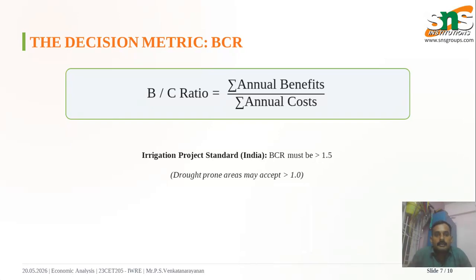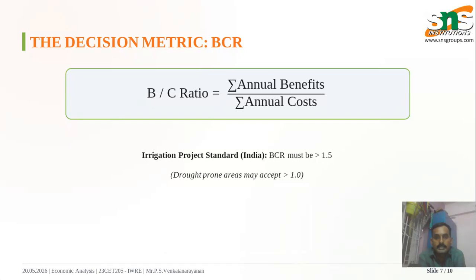In this slide, we shall study one of the most important decision-making tools in economic analysis, that is the benefit cost ratio, commonly called BCR. This ratio compares the total benefits of a project with its total cost. The formula is very simple: the total benefits divided by total cost. If the BCR is greater than 1, the project generates more benefits than the cost. According to Indian irrigation project standards, a BCR greater than 1.5 is generally considered economically feasible.